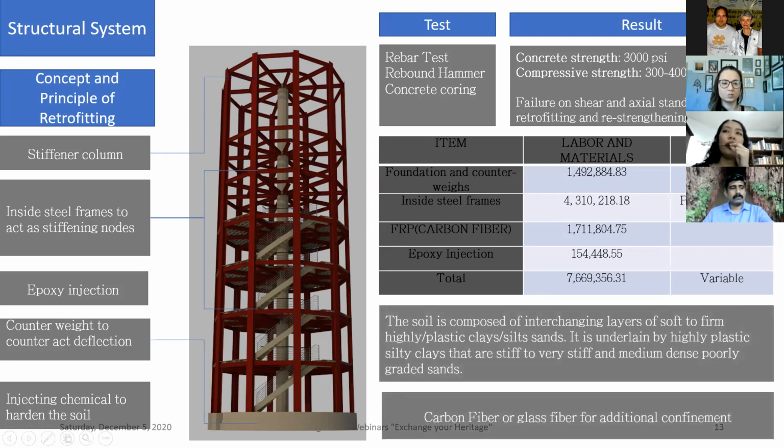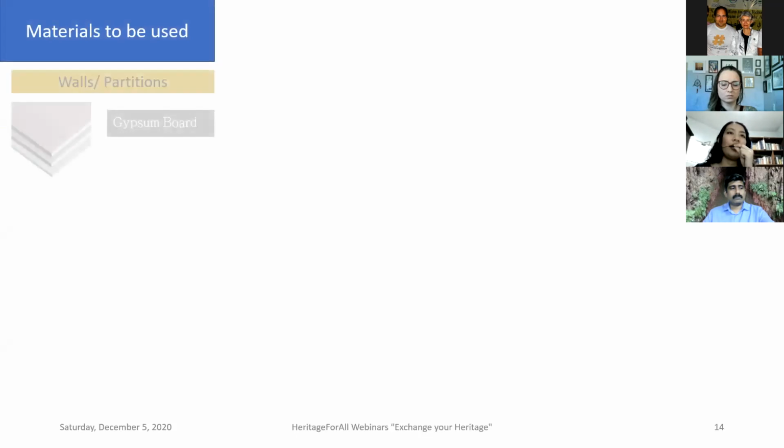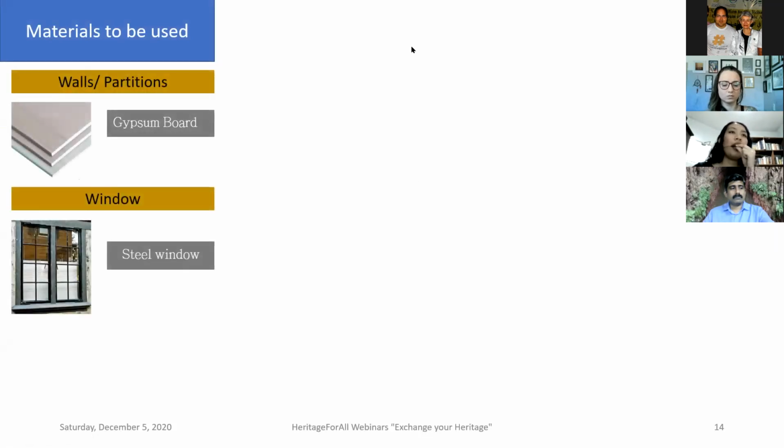According to the structural report, the soil is composed of interchanging layers of soft to firm, highly plastic clay, silt, and sand. It is underlain by highly plastic silty clays that are stiff to very stiff, and medium dense poorly graded sand.